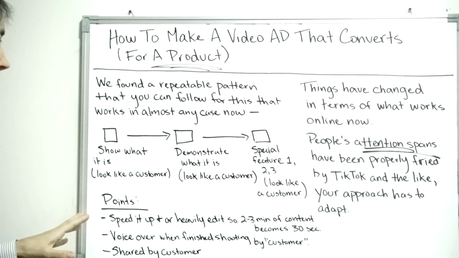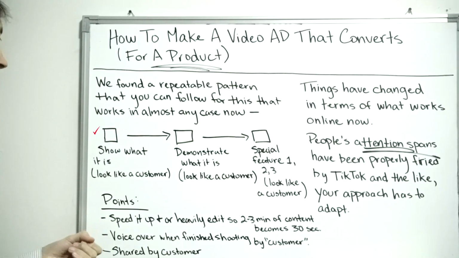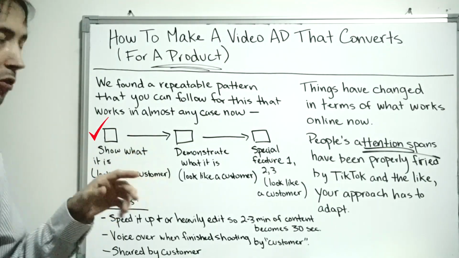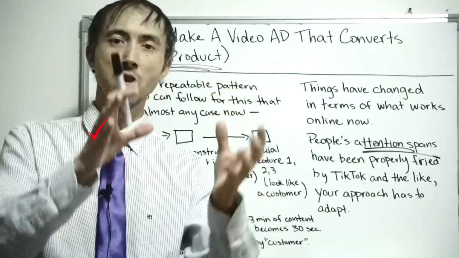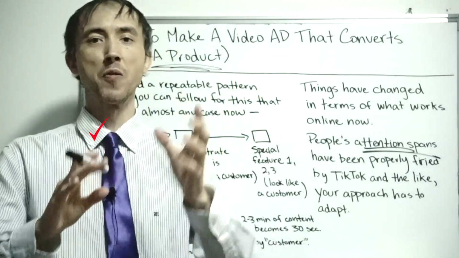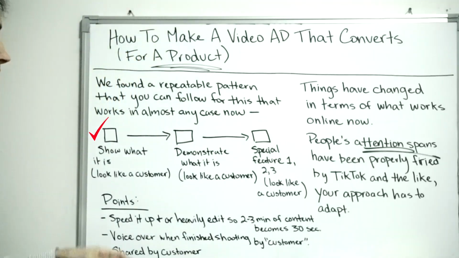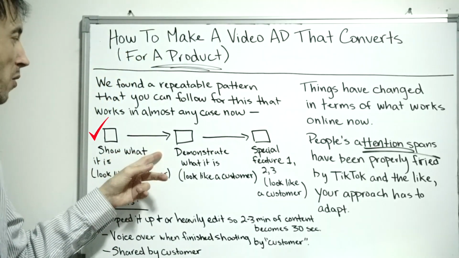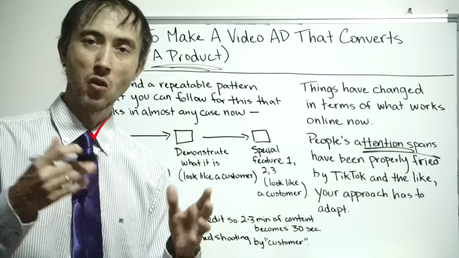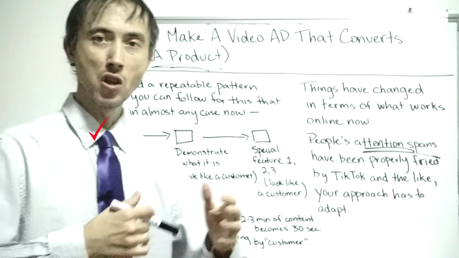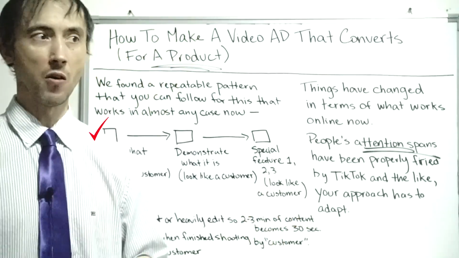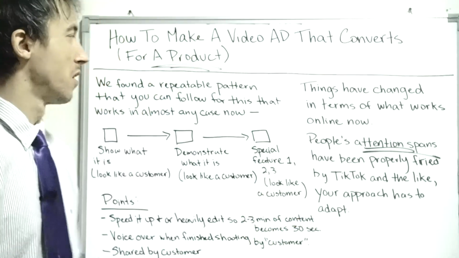So with that said, here's the formula, getting down to it. What you do is you take your product and you shoot video showing what the product is. So if it's a football, the first part of your video is just going to show off the football, what it looks like, what it is. Then you go into the second part of that video, which is going to demonstrate what it does. So what does a football do? Well, you can play football with it, obviously. So show people playing football, throwing the football, whatever.